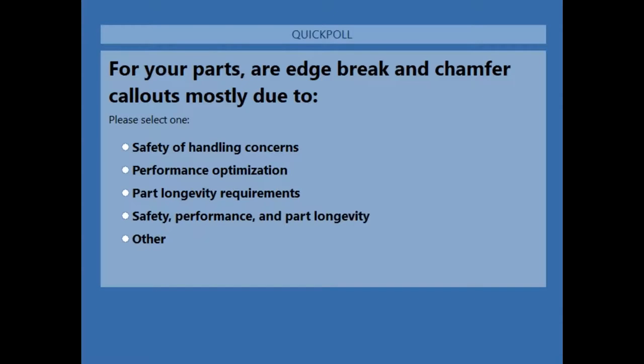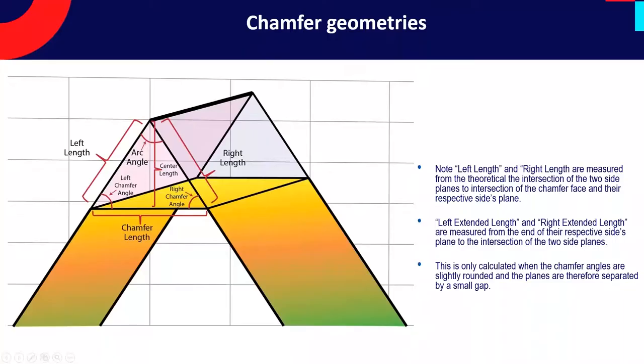Okay, so we still have the poll results coming in. On this diagram right here, it shows many parameters that are called out in a lot of drawings for machine parts. Many parts have dozens of chamfer and rounded edge callouts, and these are many of the parameters that are called out. These are ones that we measure with our 4D InSpec.